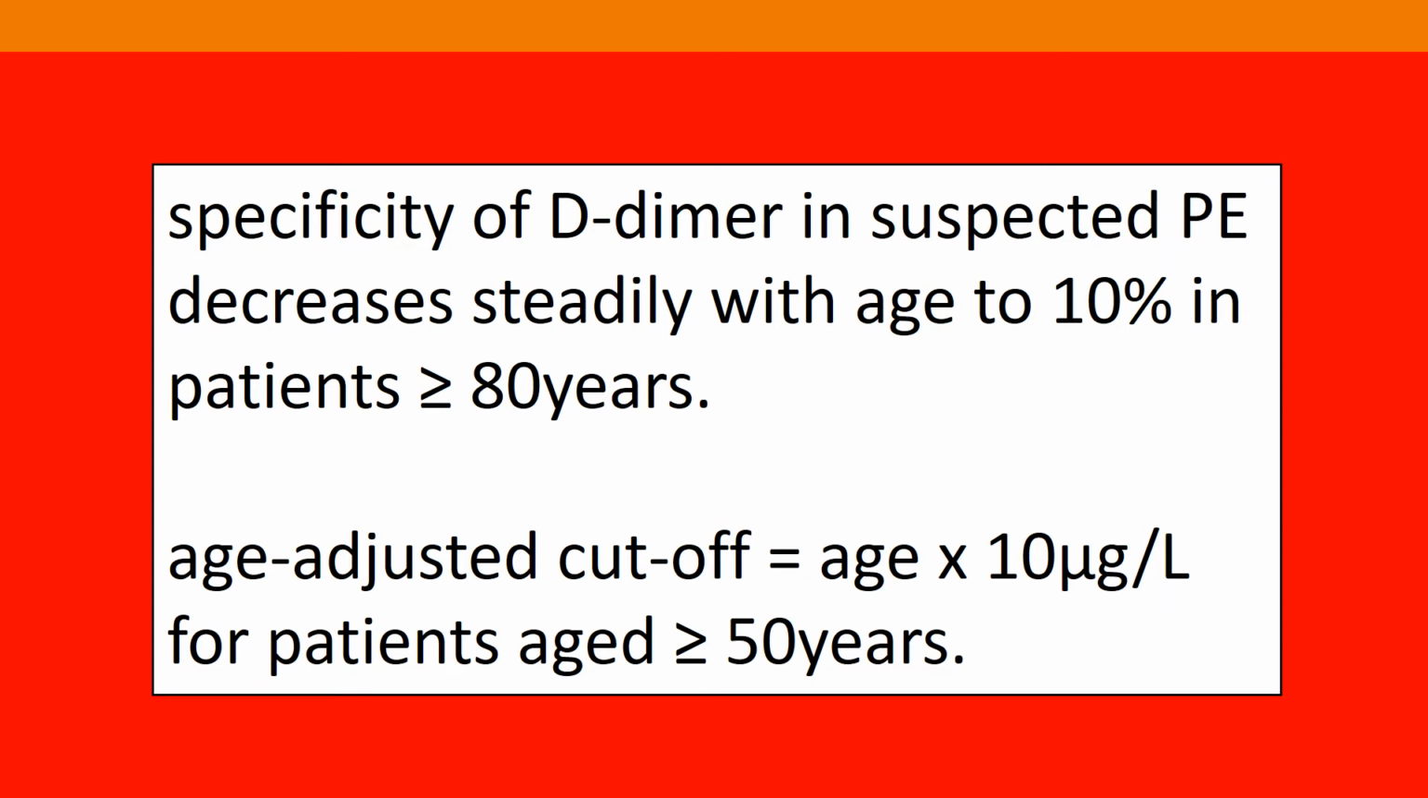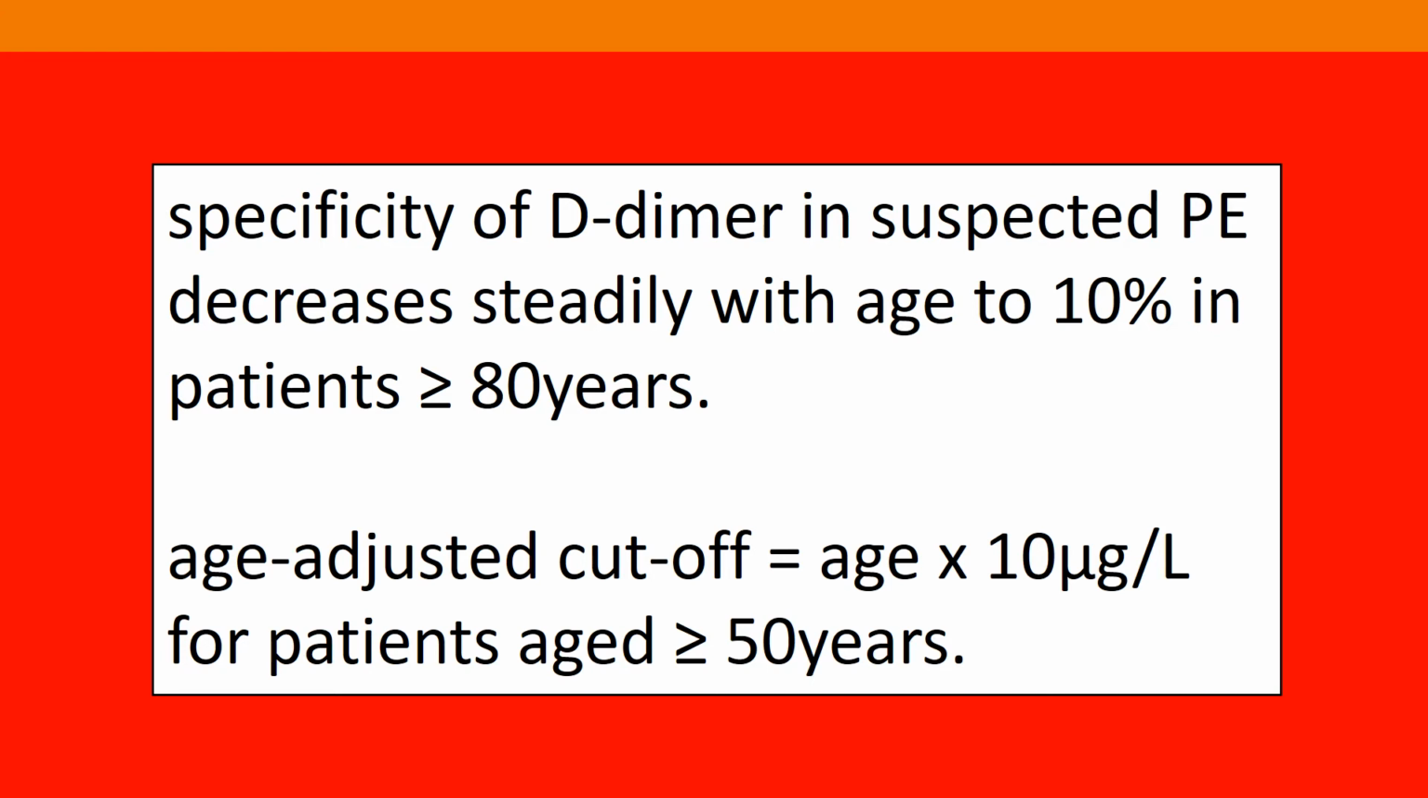So often people will request a D-dimer test, and again, whenever requesting any test in clinical medicine, it is important that you understand why it is that you're wanting to do this test. Now, it's important to note that specificity of D-dimer in suspected PE does decrease steadily with age to about 10% in patients who are age 80, and so this has partly led us to use an age-adjusted cutoff.